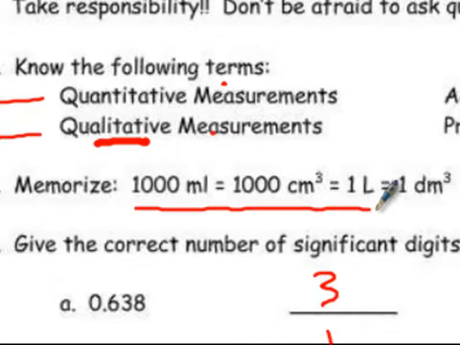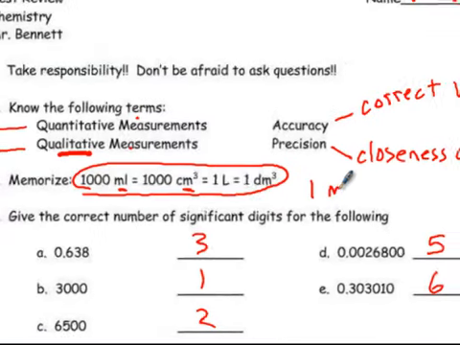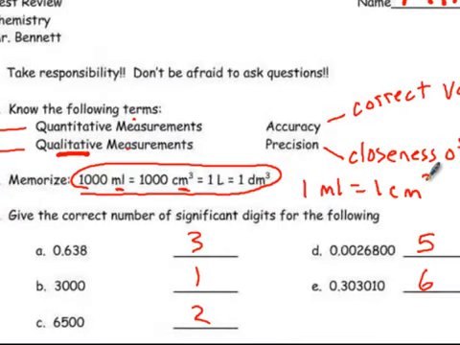Remember, this is the conversion you must memorize. And we've talked quite a bit now that since 1,000 milliliters equals 1,000 centimeters cubed, it would also be true to say 1 milliliter equals 1 centimeter cubed. So a little shortcut in some of the conversions. All right, so now jumping right into some of the other answers.